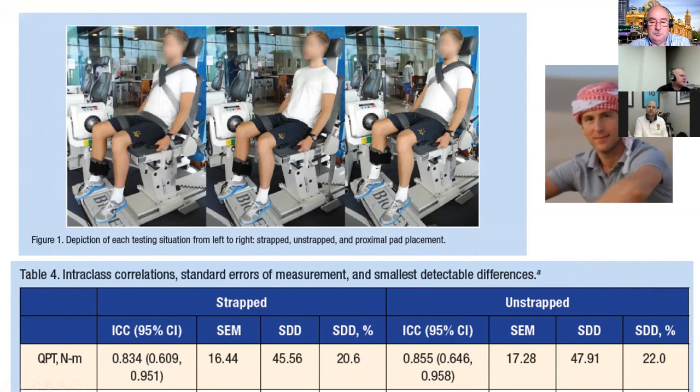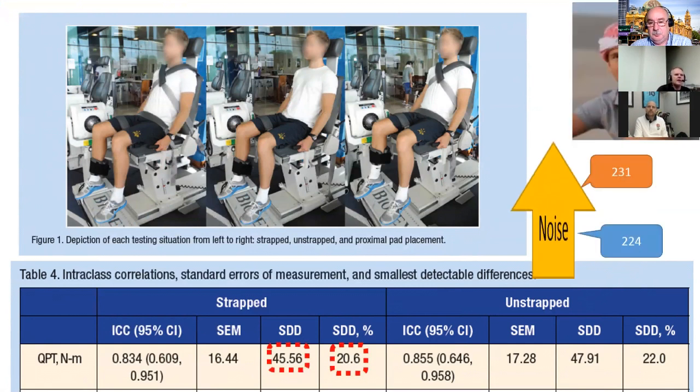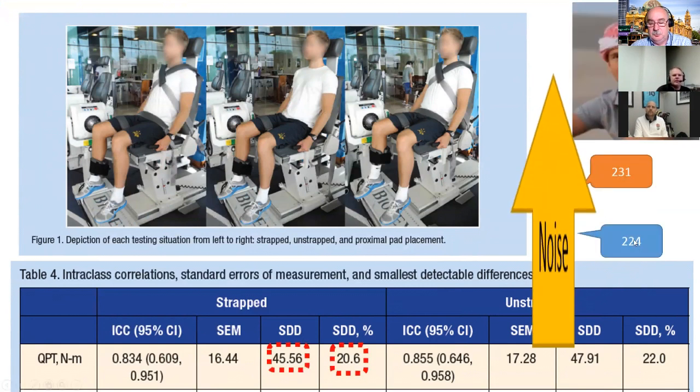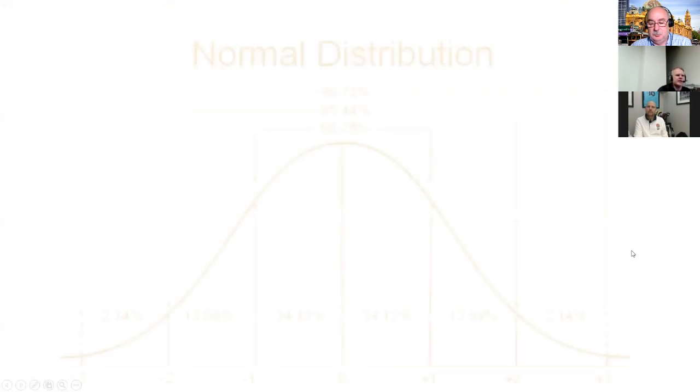So you do some sort of treatment intervention, time one, time two, to say that your strengthening program worked, you've actually got to get over the hurdle of a 20% difference from time one to time two before you can say, okay, I'm now confident that something actually happened. So, you know, we went from 224 to 231, but the noise in this case is about 45 Newton meters, and that completely swamps that group effect.